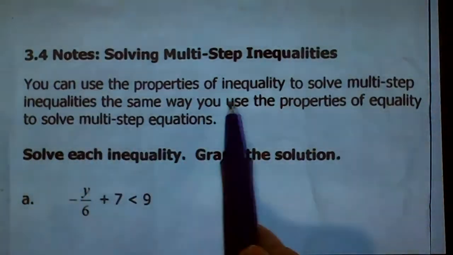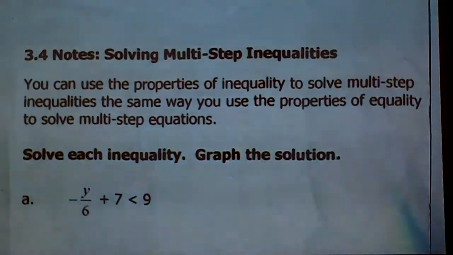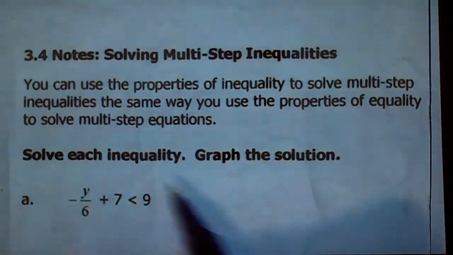All right, so you can use the properties of inequality to solve multi-step inequalities the same way you use the properties of equality to solve multi-step equations. So we're going to solve these exactly the same way we do when we're solving equations. And don't forget what you learned in the last lesson. If you multiply or divide each side by a negative in order to solve the problem, you need to switch the sign.